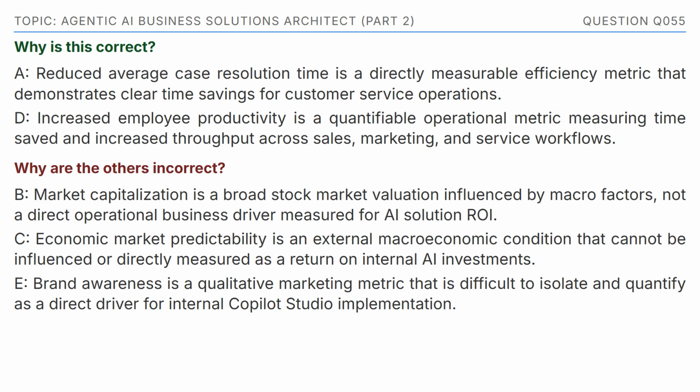Why are the others incorrect? B. Market capitalization is a broad stock market valuation influenced by macro factors, not a direct operational business driver measured for AI solution ROI. C. Economic market predictability is an external macroeconomic condition that cannot be influenced or directly measured as a return on internal AI investments. E. Brand awareness is a qualitative marketing metric that is difficult to isolate and quantify as a direct driver for internal Copilot Studio implementation.